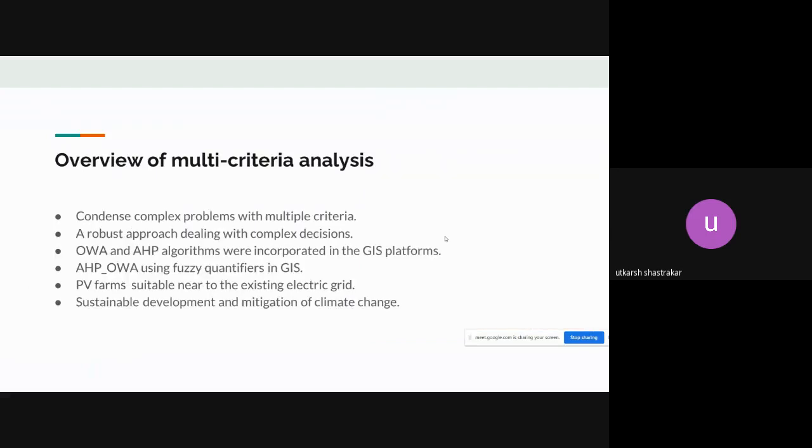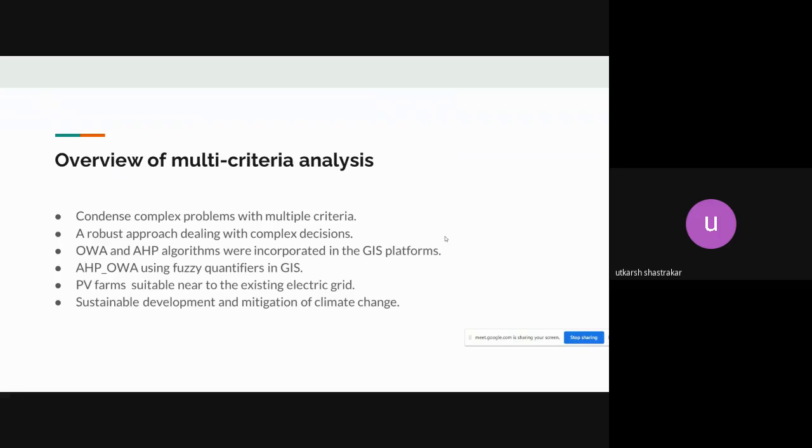Then we have the overview of multi-criteria analysis. Basically, multi-criteria analysis is used to condense complex problems by considering the various criteria affecting the problem one by one. It is a robust approach for dealing with complex decisions. In this paper, they have considered OWA and AHP algorithms. These are two kinds of algorithms considered in this paper, and these are the algorithms which have been incorporated in the GIS.